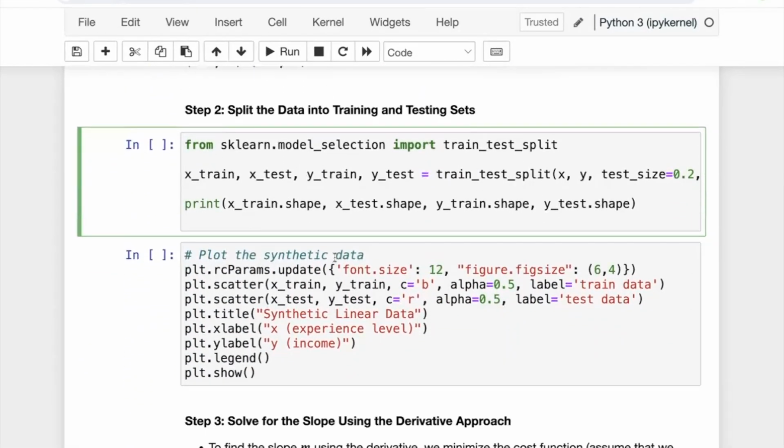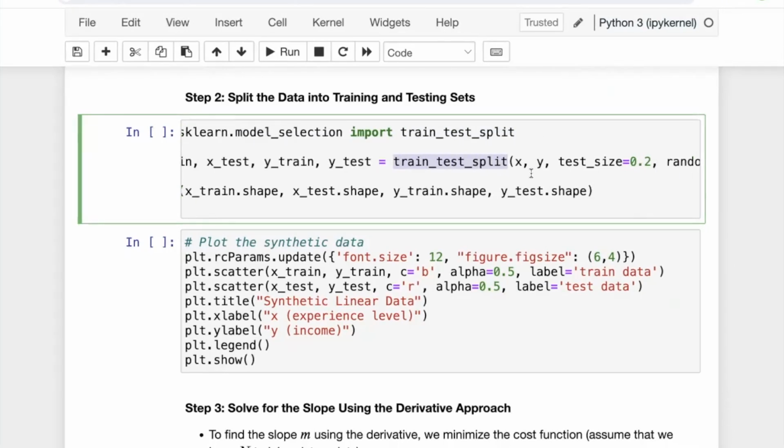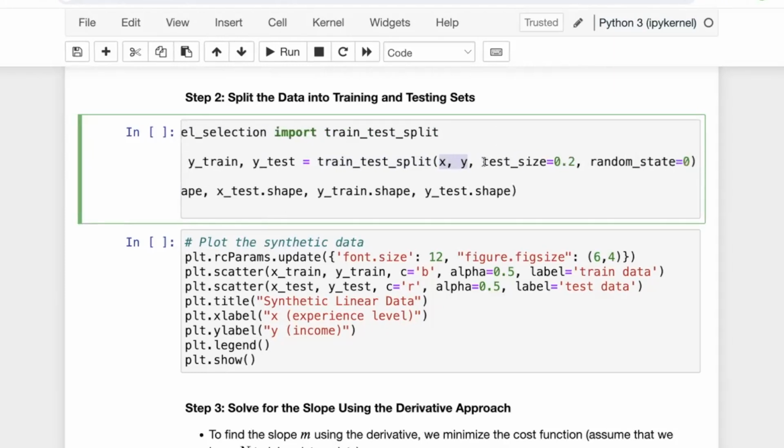The next thing that we have to do is to split the data into training and testing sets. In order to do that, we can use Scikit-learn. And inside that, we have a model selection module. And inside that, we can use train_test_split. The way that this works is that for train_test_split, which is a built-in method in Scikit-learn, you can pass in the x, y values and the desired test size that you want. So 0.2 means that you want to have 20% of your data for testing and 80% for training.